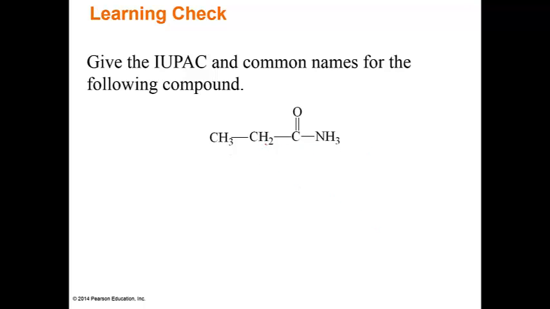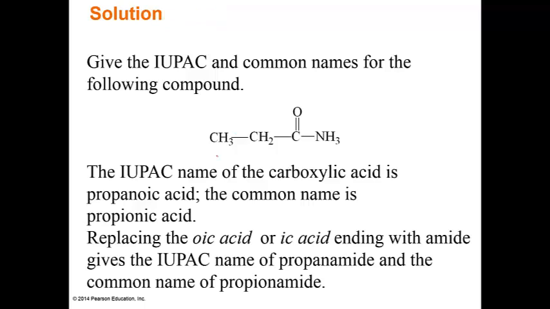So let's get the common name for the following compound. All right, so how do we do this? Remember, replacing the oic acid or the ic acid ending with amide. All right, so the name is propanamide, the common name is propionamide. All right, but what do we do? How do we get prop? 1, 2, 3. Okay, and then the amide at the end.